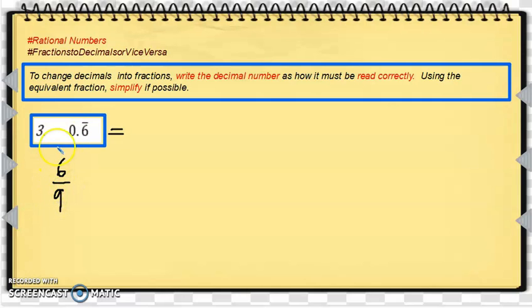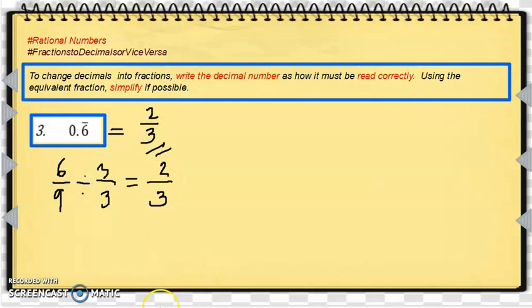And then simplify 6 over 9 if possible. So as we all know, 6 and 9 are both divisible by 3. Therefore, we divide both numbers by 3. And 6 divided by 3 is 2. And 9 divided by 3 is 3. So 6/10 with a bar on top of 6 is equivalent to 2/3 in fractions.